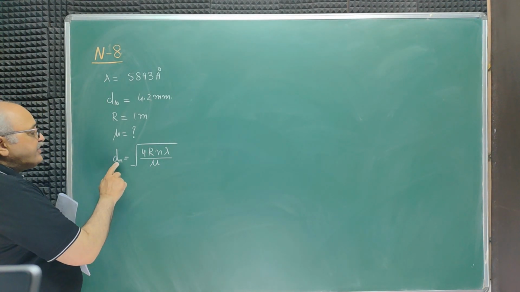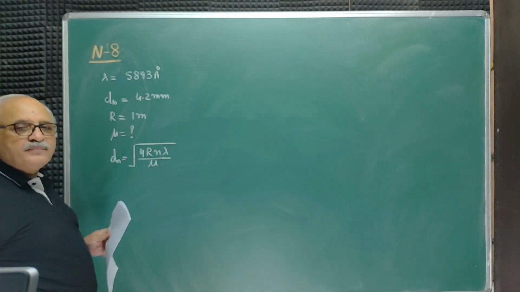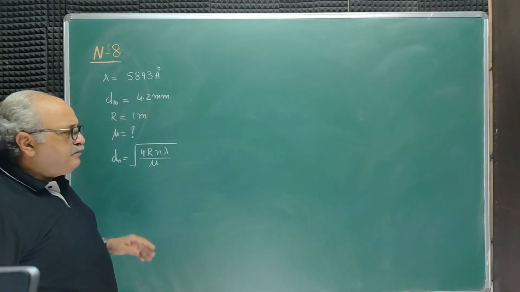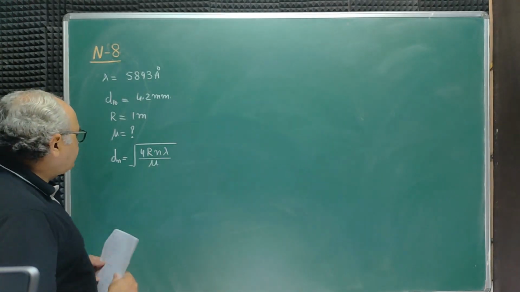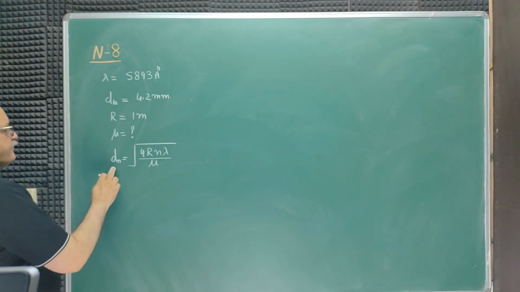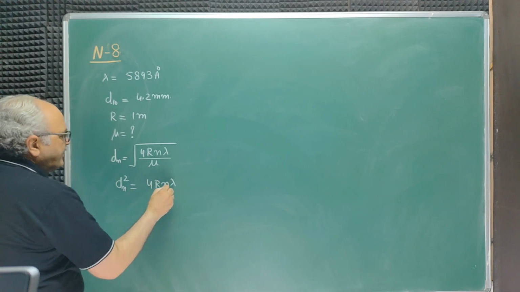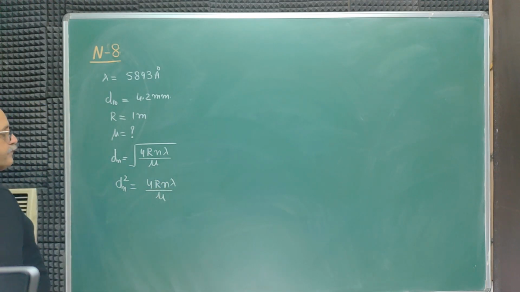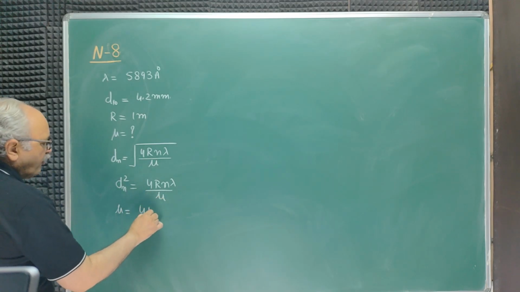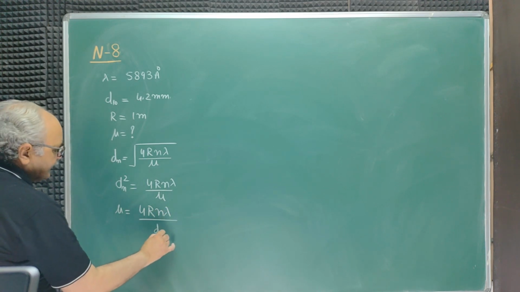The diameter of the nth dark ring is given as 4Rnλ divided by μ. μ is the refractive index. If it is air, μ is taken as 1, but if it is a liquid, we have to keep this μ there. Rest is quite simple, we can just simplify it. Dn square is equal to 4Rnλ by μ. So the refractive index can be obtained as 4Rnλ divided by Dn square.